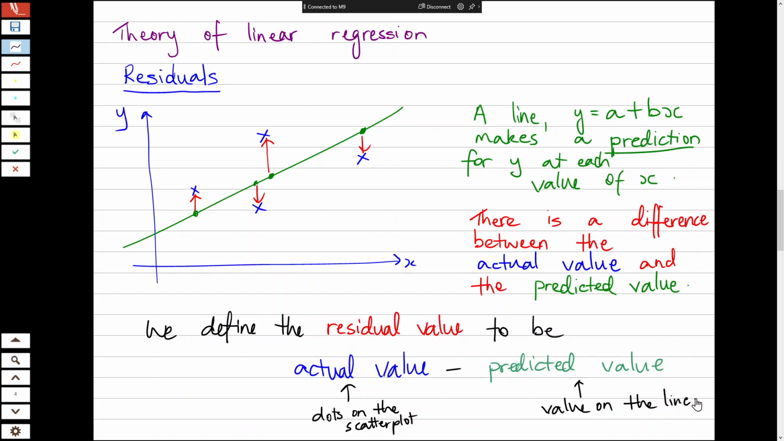Let me reassure you that it takes some time to fully appreciate what is on this page. So I'll go over this again next term, but I want to introduce it to you this way. So this is a definition. So residual value equals the actual value minus the predicted value.